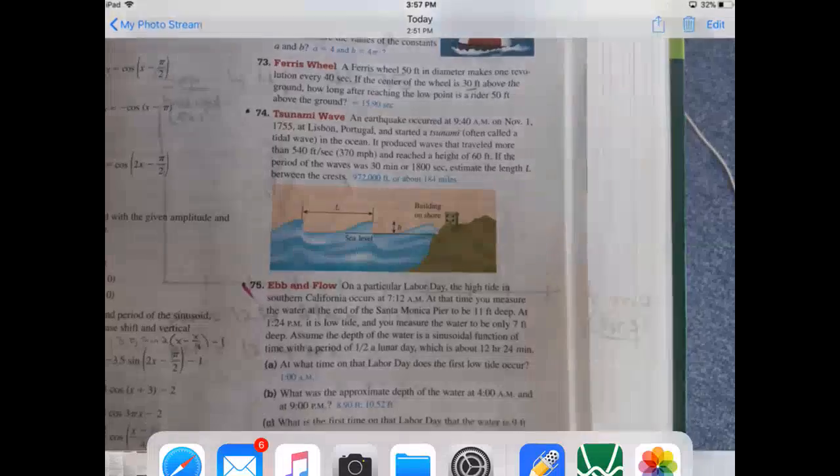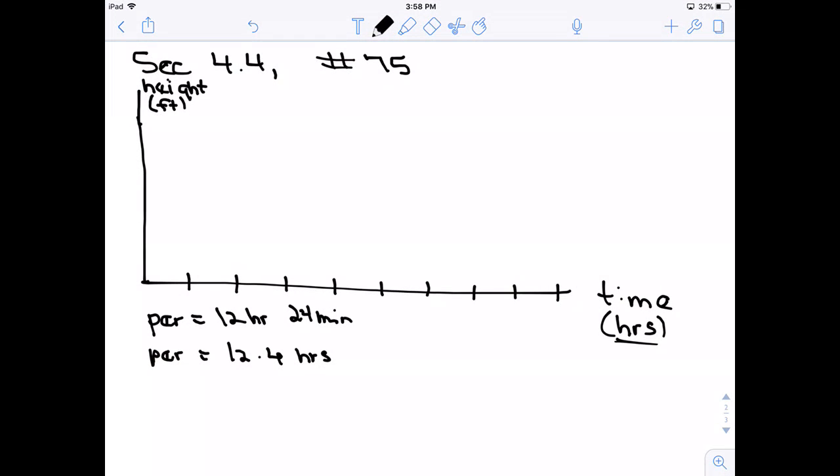So let's first just get our information started on Notability, or at least that's what I'm going to do. I have some information already written just to save a little bit of time. So again, this is section 4.4, number 75. We're talking about time in hours and height in feet. We know the period is a half a lunar day, which is 12 hours, 24 minutes. I'm going to convert that over to just purely hours. You can also convert it over to minutes if you want, but I'm going to use hours.